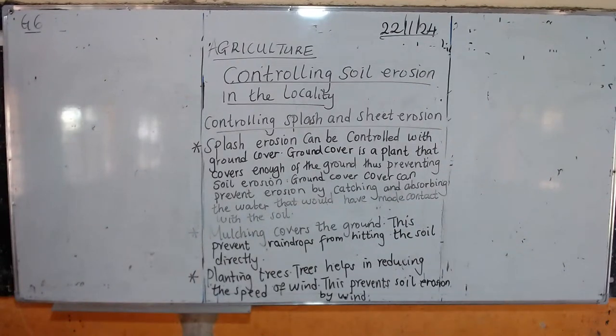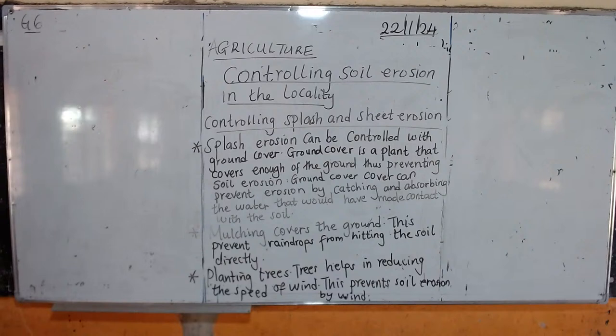Can you read this? Mulching covers the ground. It prevents the raindrops from hitting the soil directly. Okay, so talk about mulching. This is the practice of putting dry grasses or banana leaves on the surface of the soil. Okay? So it says that mulching covers the ground. Are we together? Mulching covers the ground. And this prevents raindrops from hitting the soil directly. Are we together? Yeah.